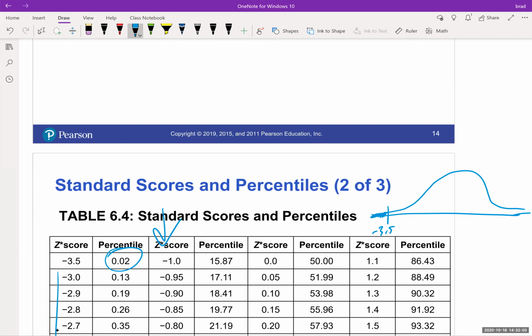0.02. That's actually of a percentile, so that actually means 0.02 percent. If you think of it as a decimal, that's 0.0002. That is a very, very small number. So I could check it on my calculator. You guys don't have a calculator, but we could say negative 3.5.